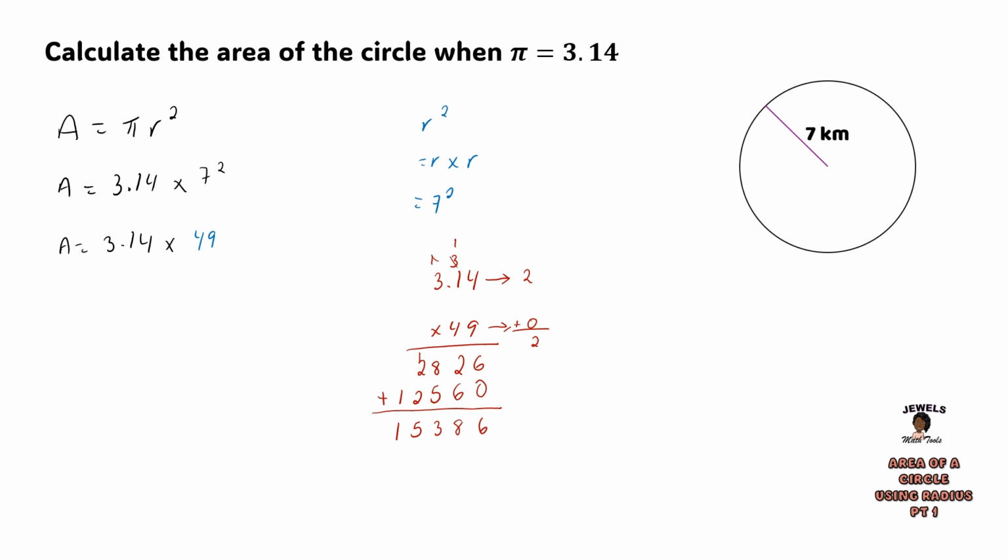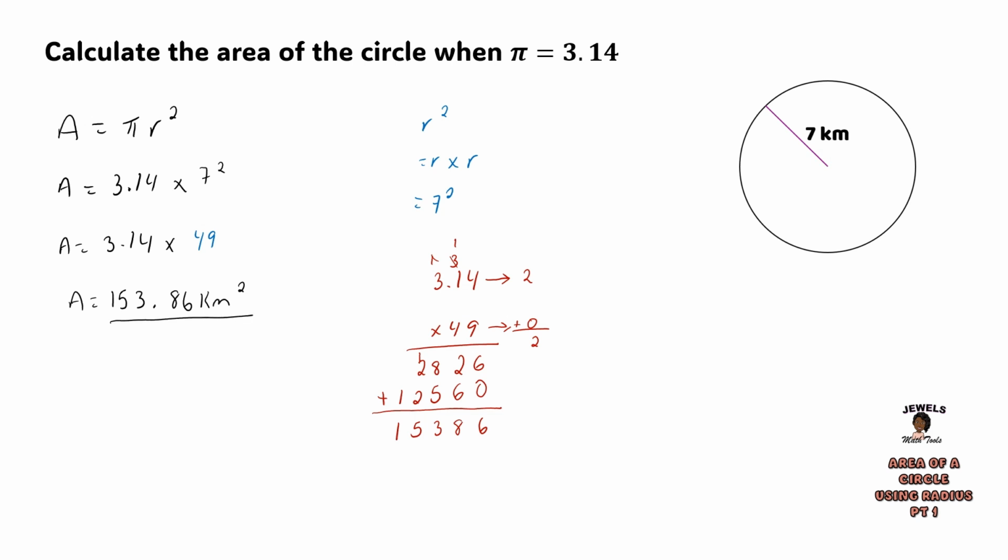And for this question, our area is equal to 153.86. And remember that with area, our measurement is always in squared units.